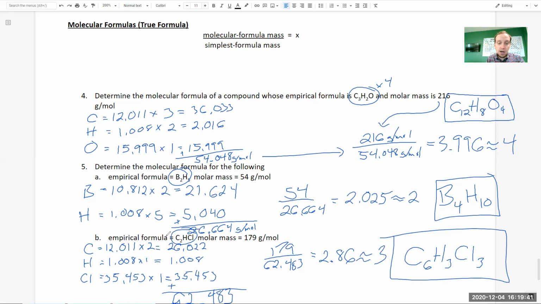The next few on the note packet, you need to do the empirical first, find the lowest ratio. So then you're starting with this step right here. For example, if they don't give you C3H2O, you would need to do the empirical formula first from the previous video. Once you get that, then find the molar mass of it like I did here on the left side, and then divide the molecular by the empirical.